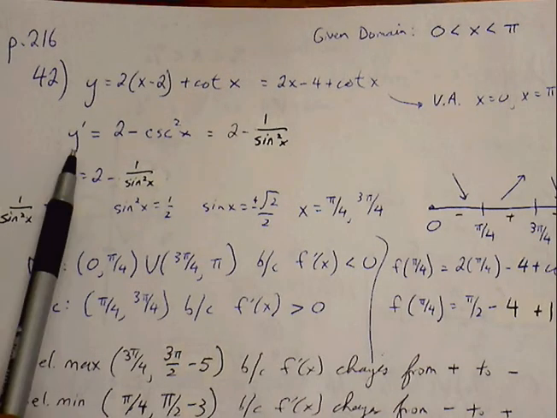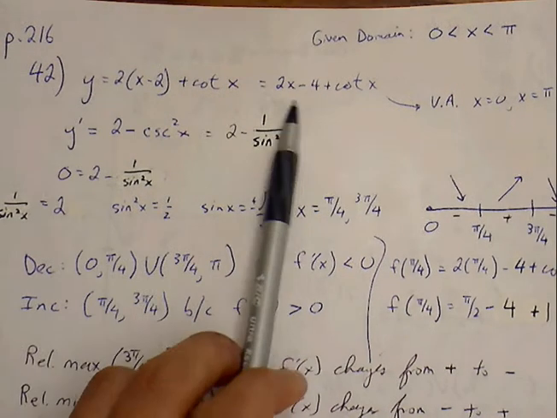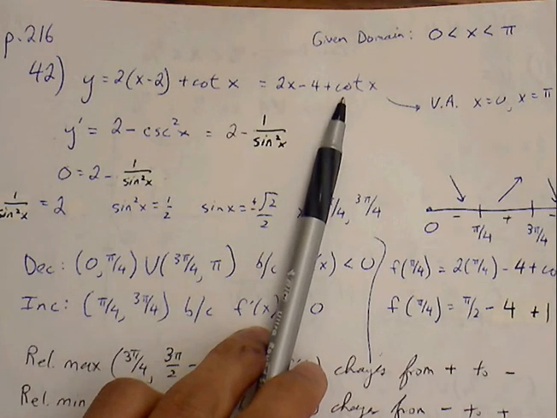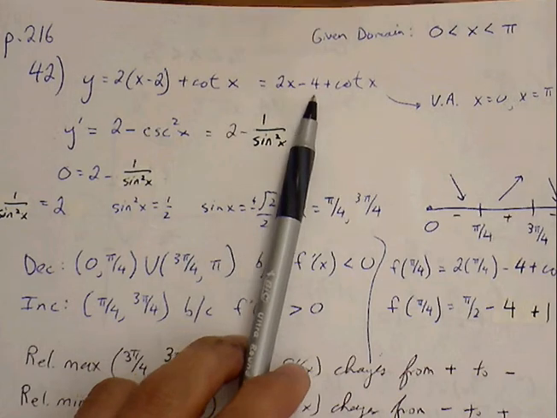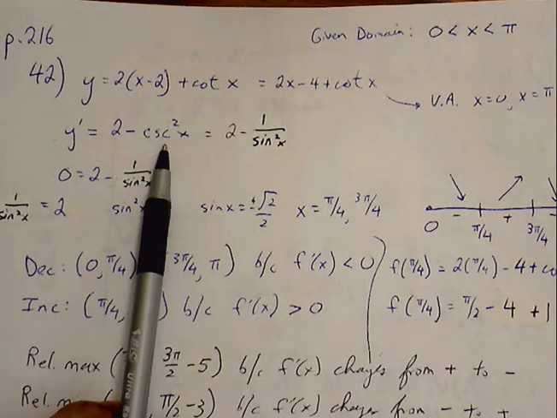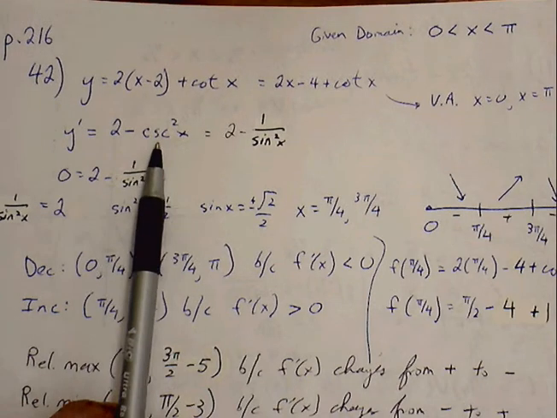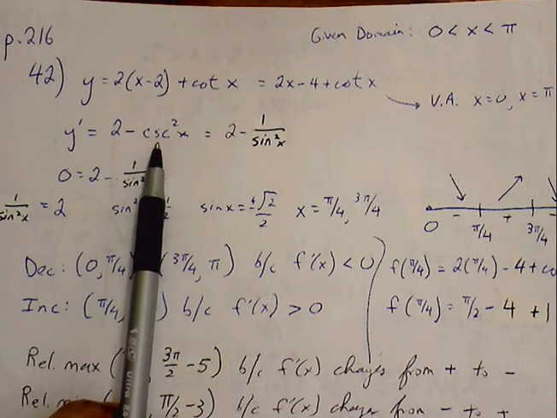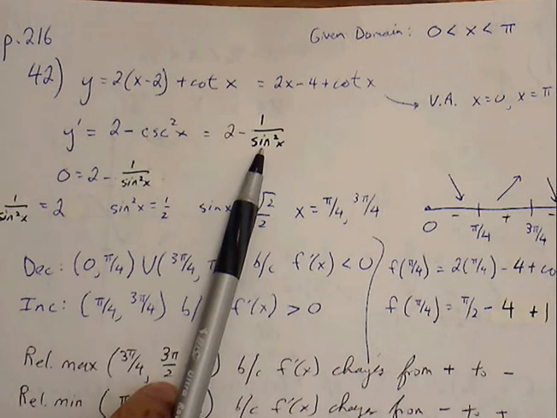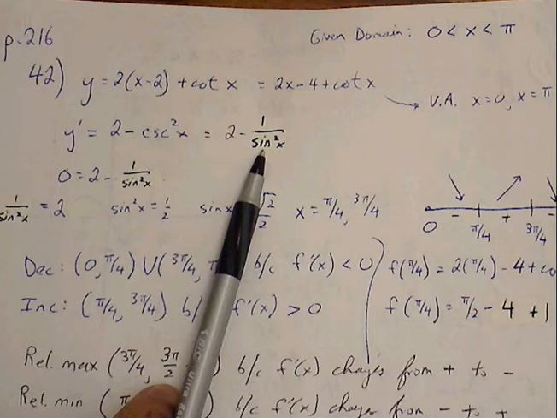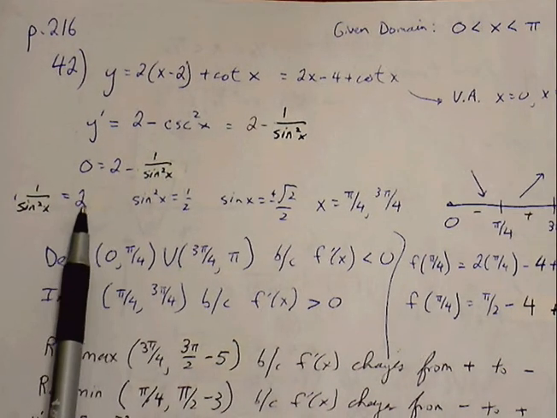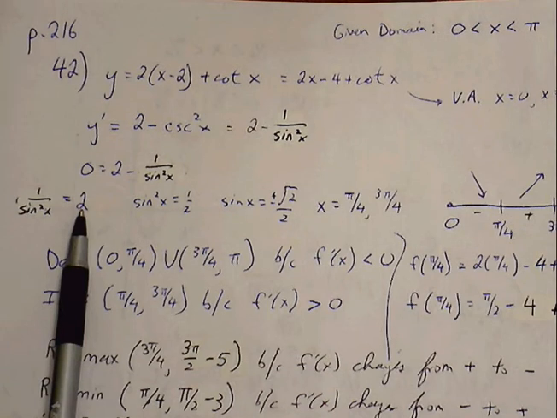first derivative. So y prime, I'm going to look at this expanded function to find the derivative. So 2x turns into 2, 4 goes to 0, cotangent becomes negative cosecant squared of x. Right? Once we have our derivative, we're going to find our critical point, so we set our derivative equal to 0. And I'm also going to rewrite cosecant as 1 over sine squared of x. So set that equal to 0. Take steps to get sine of x by itself.